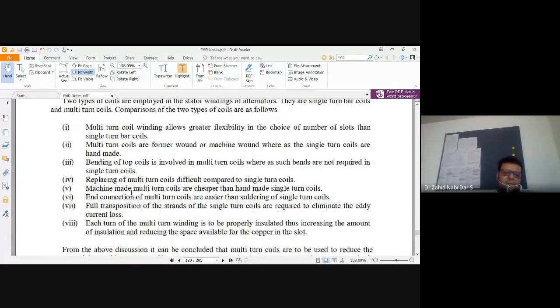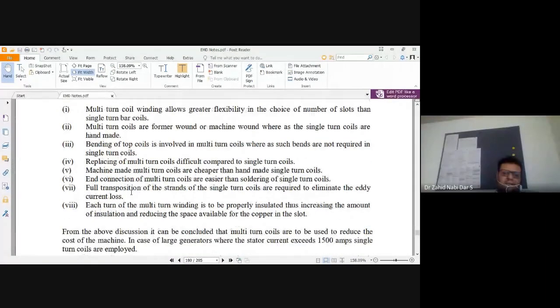As far as multi-turn coils are concerned, winding is comparatively very difficult, and you have to turn it using a machine rather than the handmade single-turn coil. And end connections of multi-turn coils are easier than soldering of single-turn coils.